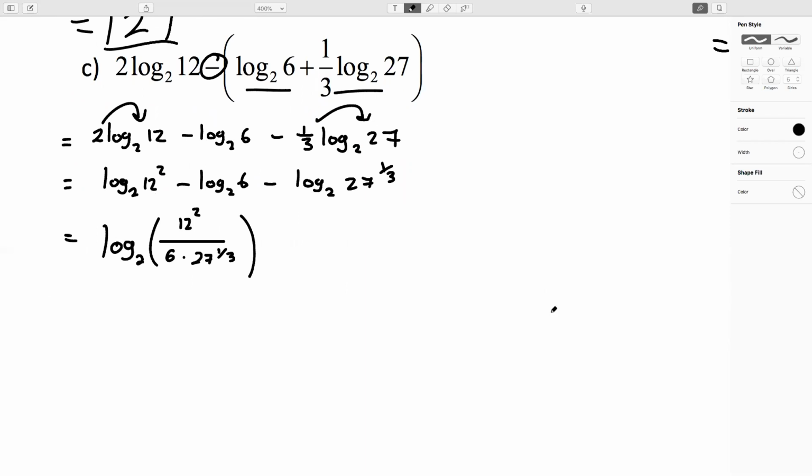Okay. Now I can turn what's in my brackets into real numbers. So 12 squared is 144. This is log base 2 of 144 over 6 times 3. And that'll just simplify into log base 2 of 8.